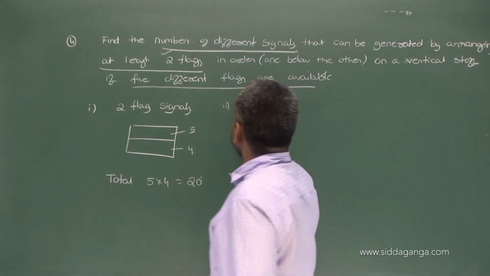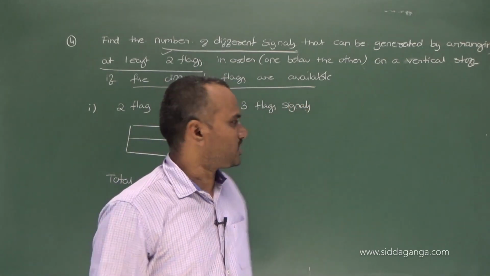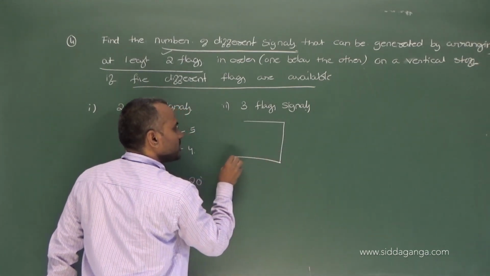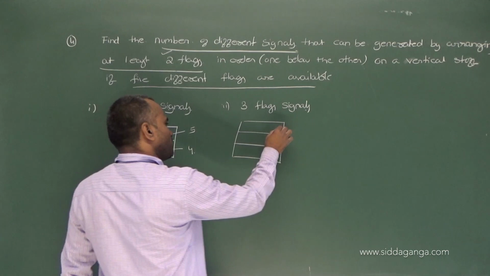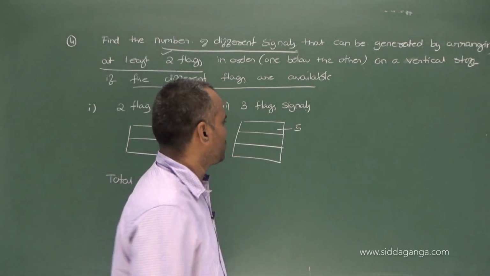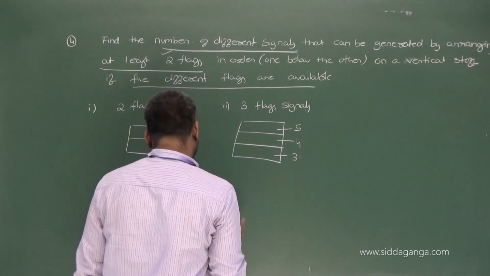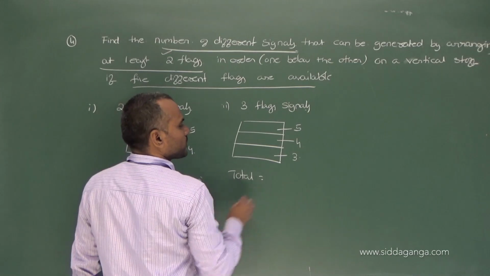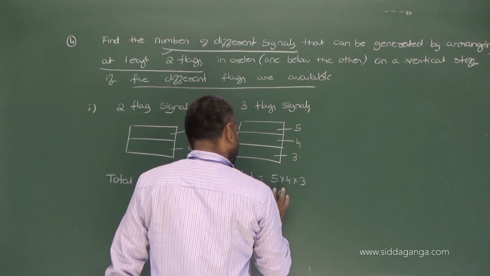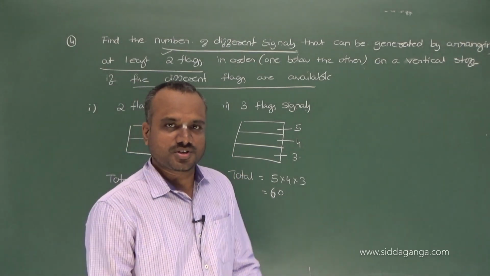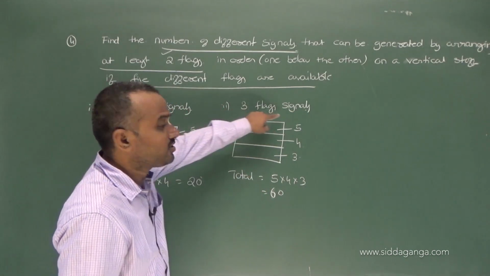Second one, 3 flag signals, one below the other. Correct? First upper box we can fill in how many ways? 5 ways. Second box, 4 ways. Third box, 3 ways. Total 5 into 4 into 3. 5 into 4, 20. 20 into 3, 60. 60 ways we generate 3 flag signals.